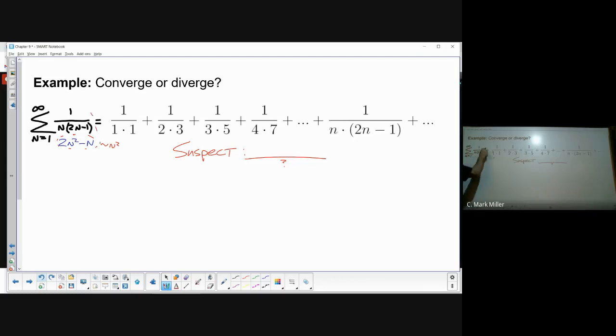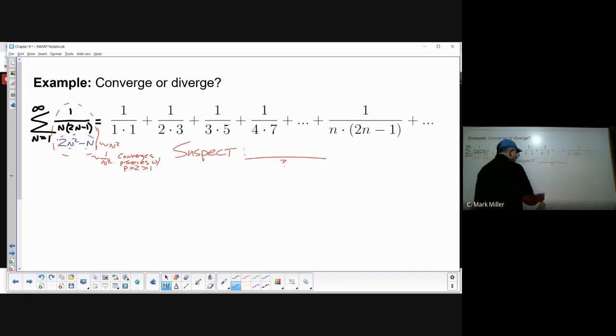So this whole thing here is going to behave like 1 over n squared, which converges, a P series with P equal to, check that, 2, which is bigger than 1. The important part is not that it's 2. The important part is it's bigger than 1. So we suspect that it converges.